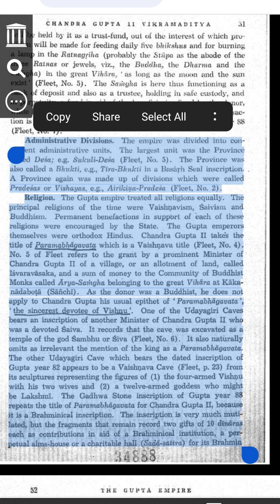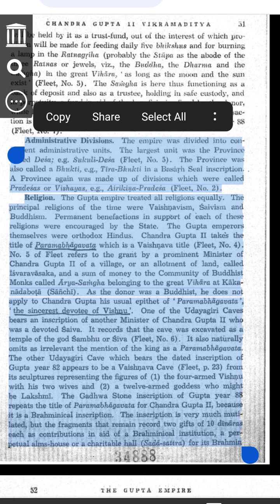Example: think of 3 different schools in one city. One school teaches science, another arts, and another commerce. But all students in the city live together happily. That's how different religions coexisted in the Gupta Empire.